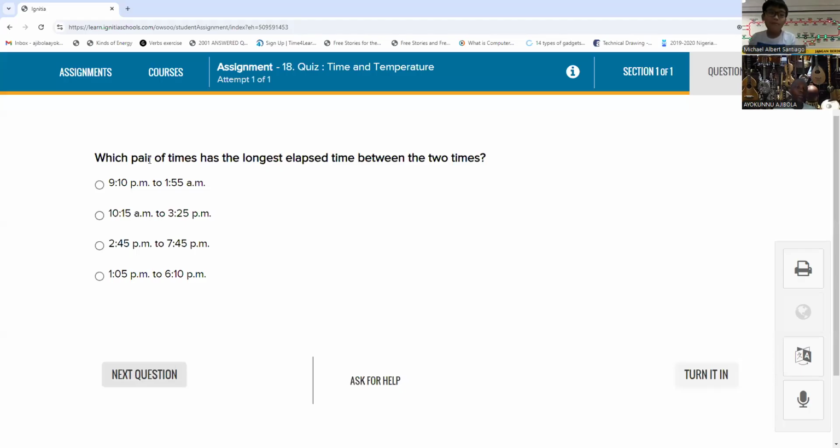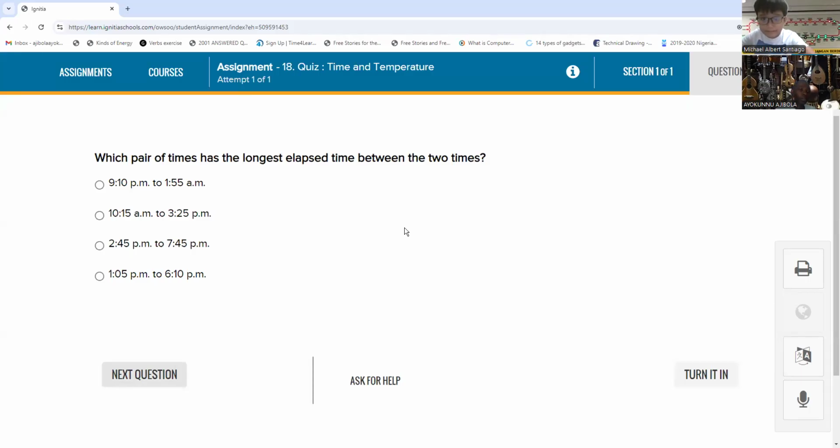Which pair of time has the longest time elapsed between the two times? From 9 in the night to 1 in the midnight. So how many hours can we see there? 10, 11, 12, 1. That's 4 hours. But we're yet to consider the minutes. If we take 10 minutes away, that's 4 hours, 45 minutes for the first one, okay?